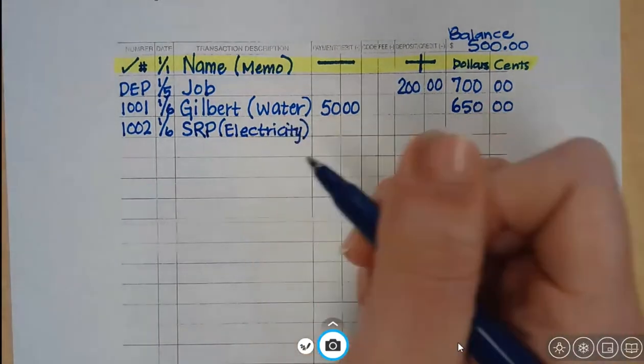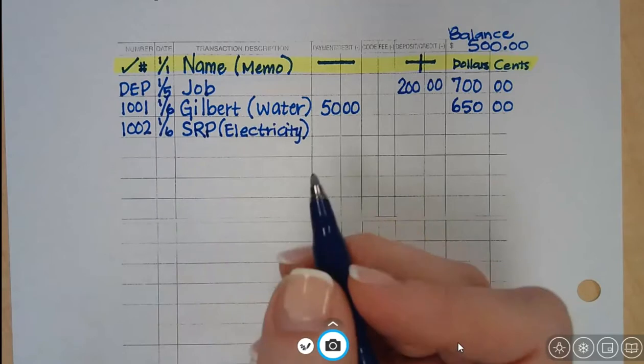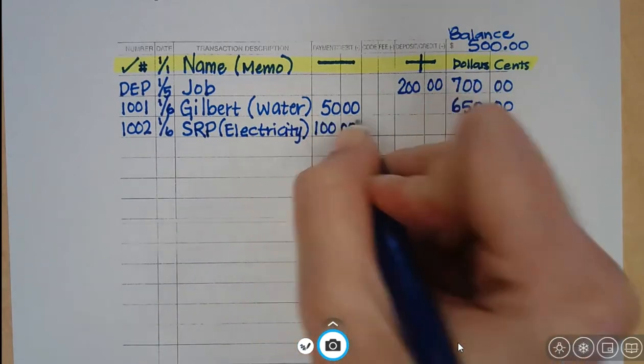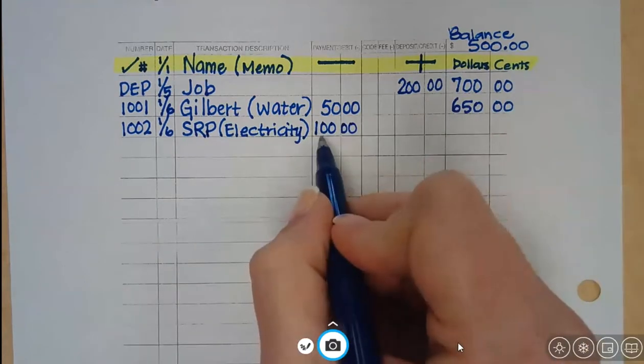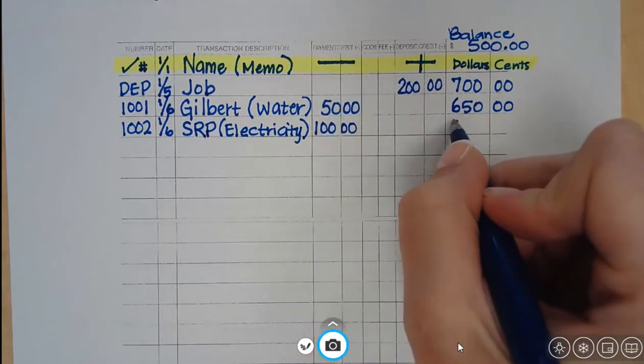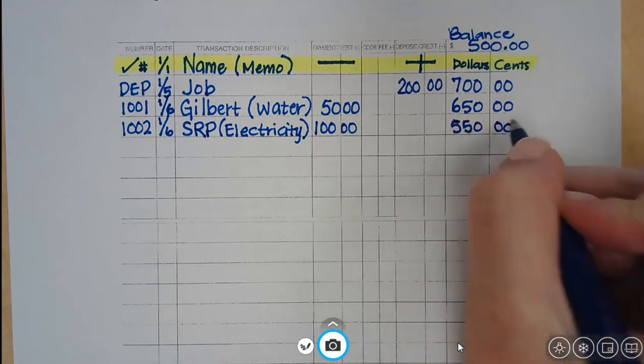Okay. And in the summer, my bill would be a lot more than this, but since I'm balancing my checkbook from January, my bill is $100. So remember, this is subtracting. So I'm subtracting $100 from $650, and my new balance is $550.